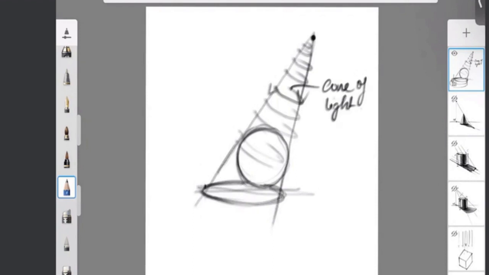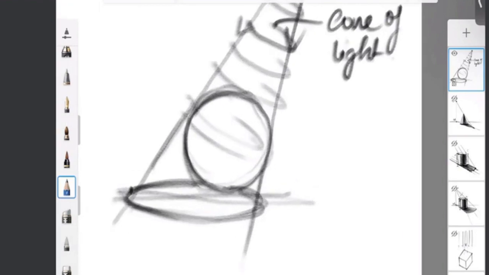Now, cast shadow aside, the most important part in case of a sphere, when we are trying to sketch a sphere, is the kind of shadows we have on the surface. Pay attention here, it's very simple. We'll just learn about three things here, okay? There are just three things that we need to take care of.